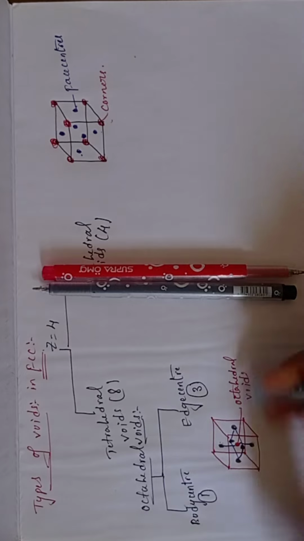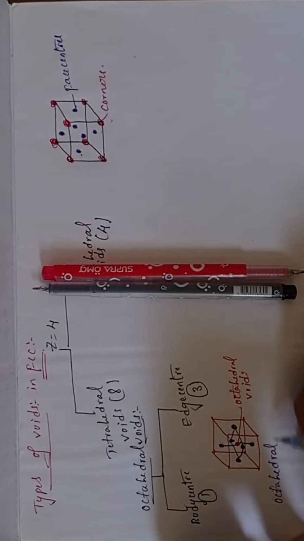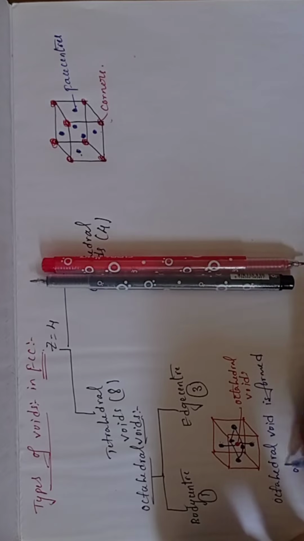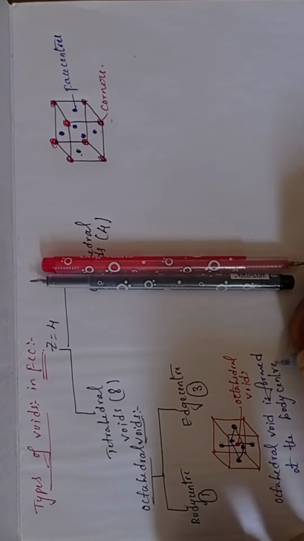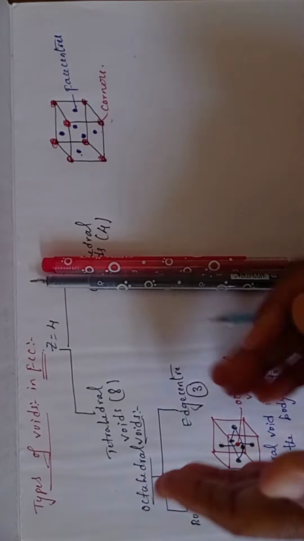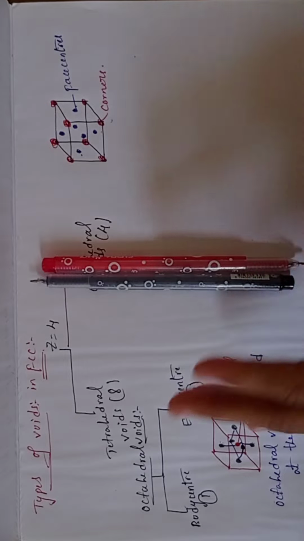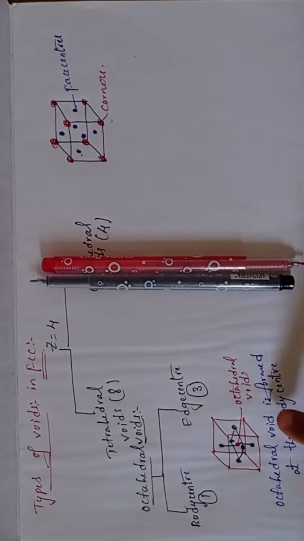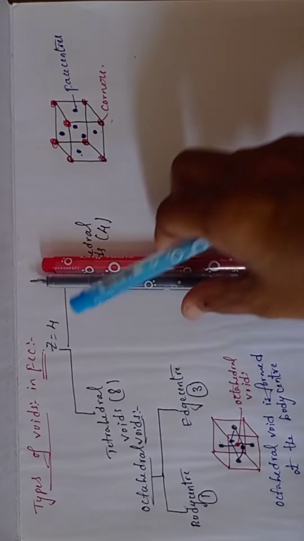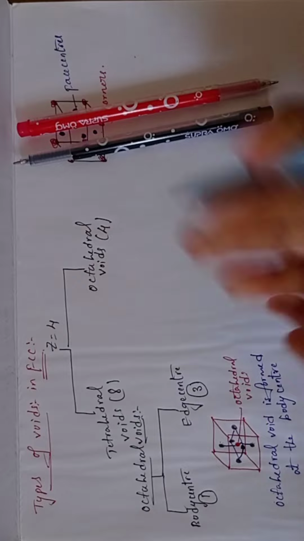Clear this one, students? Now see here, octahedral void is formed at the body center. Clear? So how many octahedral voids will we get at the body center? Only one, because this body center particle belongs to that particular unit cell only. It is not shared with other unit cells. So only one octahedral void is formed at the body center. Clear this one?